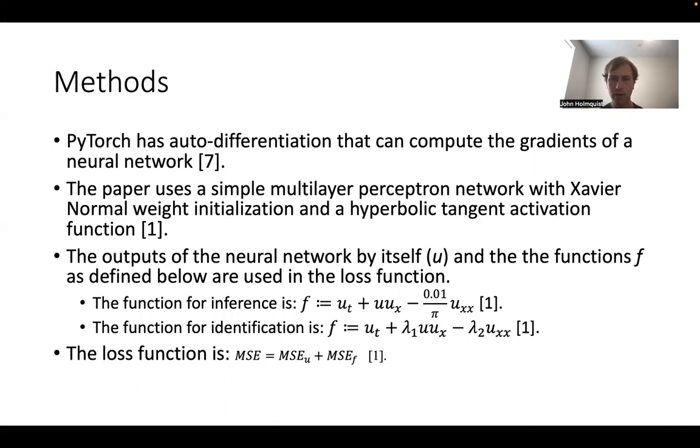The main part of using physics-informed neural networks is defining the loss function. The loss function used in this paper takes the output of the neural network, which is U, but then also applies some functions to it. The function for inference is the derivative of U with respect to t plus U times the derivative of U with respect to x minus a constant times the second derivative of U with respect to x. It's the same for identification, but you'll also see there are some lambda values in there, and those lambda values are learned as well. Then the mean squared error for U and the mean squared error for F are added together. That's basically the loss function that needs to be minimized to train these neural networks to accurately generate data.